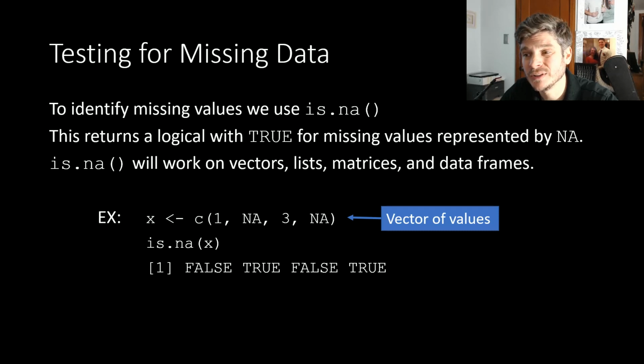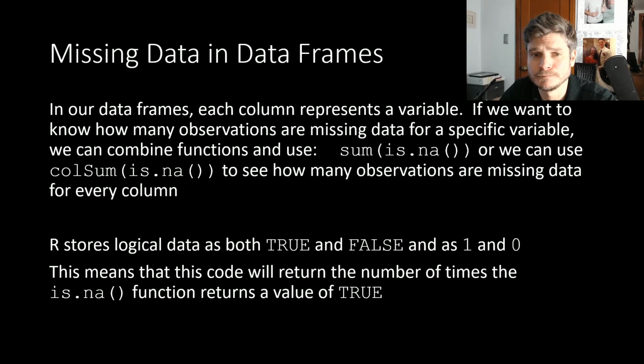Because it asks, is the data missing? For the first entry, we have the number 1. It's not missing. It's false. However, my second entry is missing, which means it's true that the data is missing, so it returns the value true. 3 obviously exists, so it's false, and then my last entry was NA, so again we return the true value, because is it missing? Yes, it is missing.